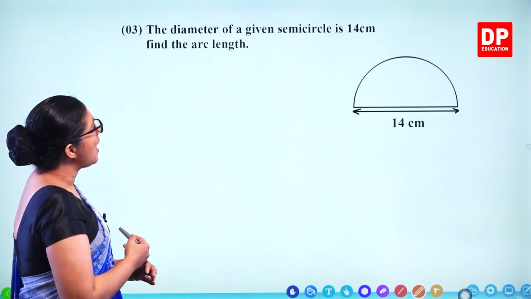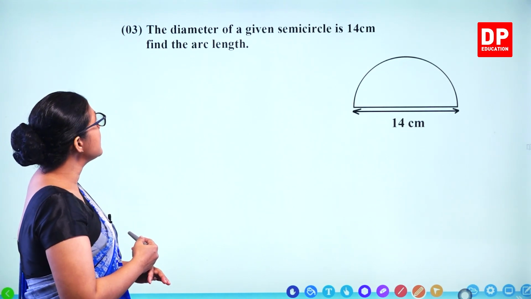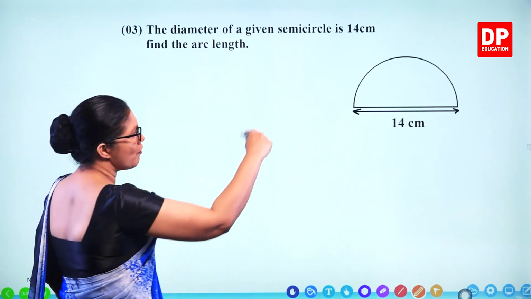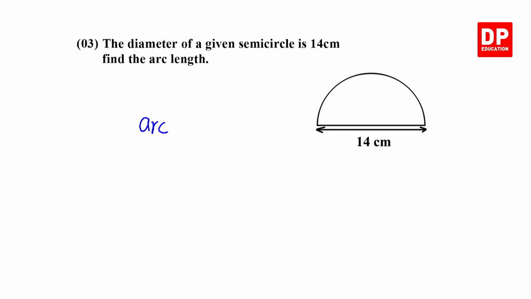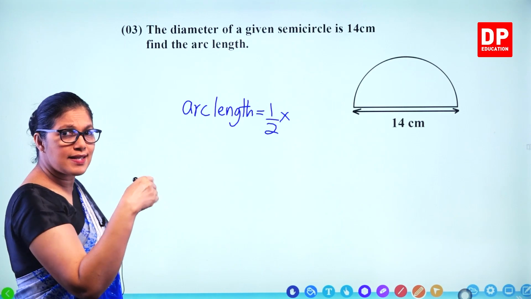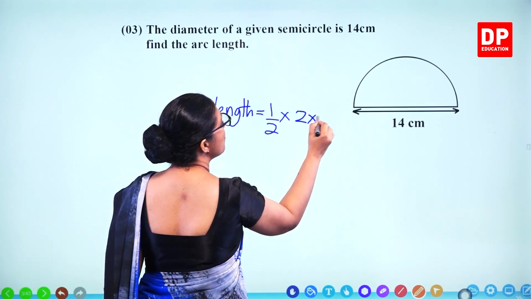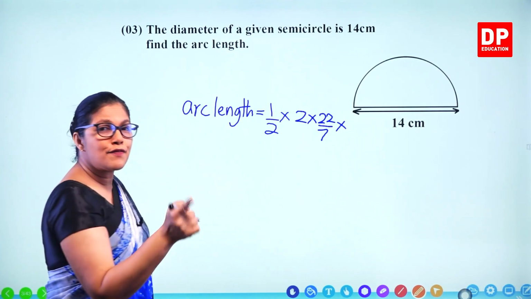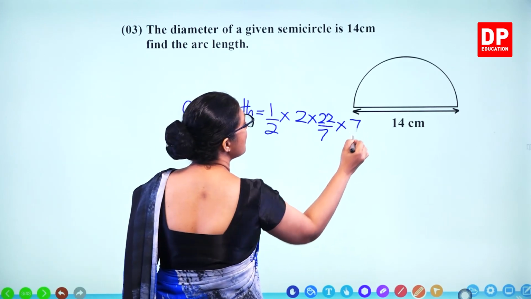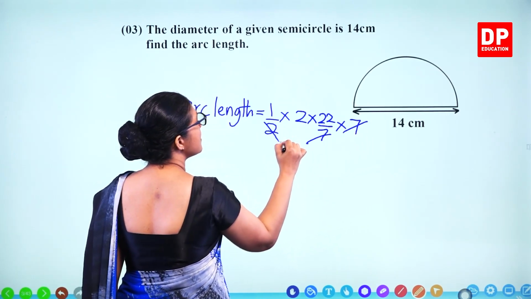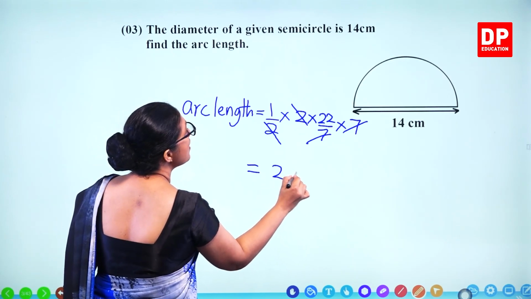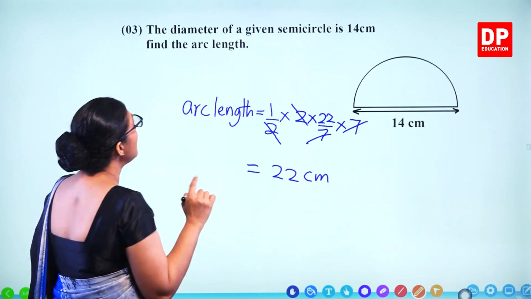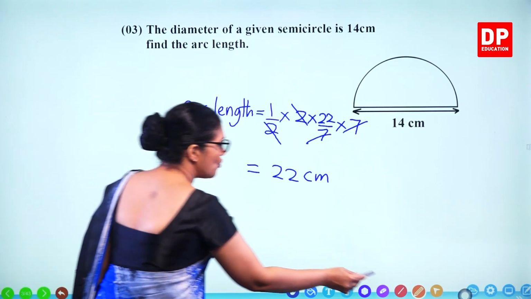Question number 3. The diameter of a given semicircle is 14 centimeters. Find the arc length. Arc length is equal to half of 2 pi r. 2 pi r is the circumference of a circle. 2 into pi, 22 over 7 into r. Diameter is 14, radius is 7. So 7 get cancelled out, this 2 get cancelled out, you get 22 centimeters as the arc length. So 2 marks.